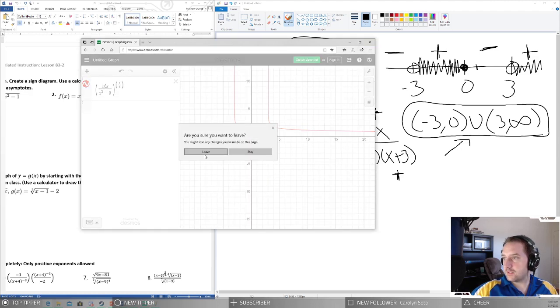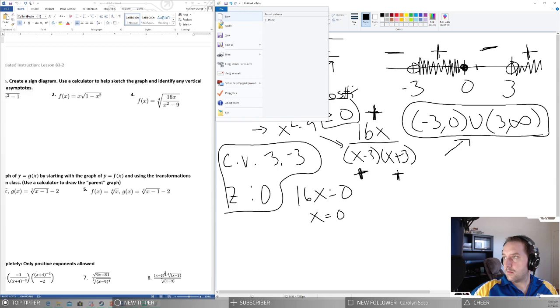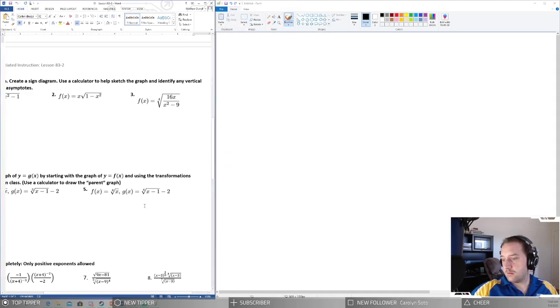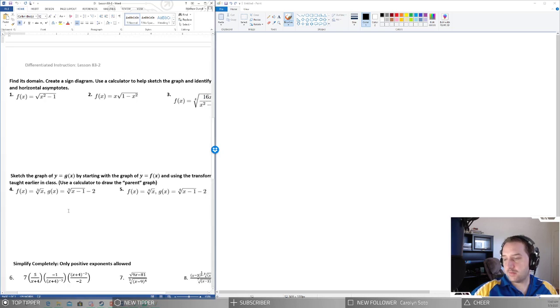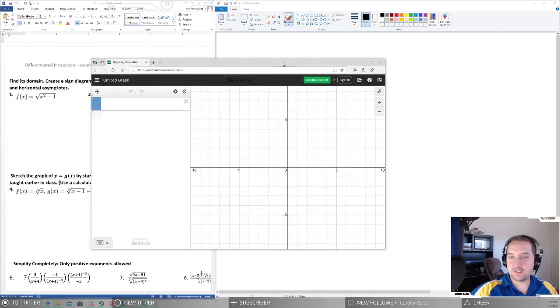Okay, so let's move on. For number 4, it says sketch the graph of y equals g of x by starting with the graph y equals f of x and then transform it. So all you have to do is recognize what this parent graph is. You can do that by entering it into Desmos. Good thing I canceled out Desmos, right? Makes things much easier. And if we know our basic transformations of functions, then the rest just basically creates itself.